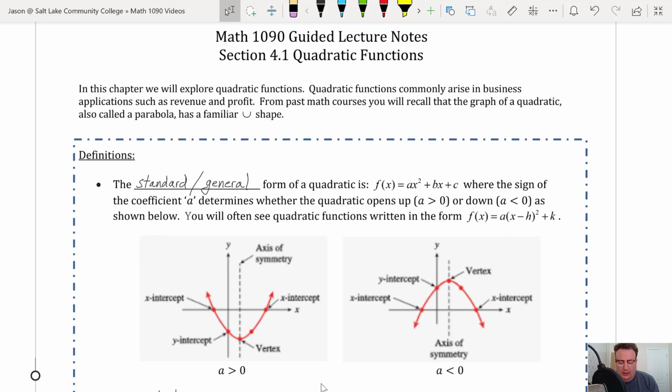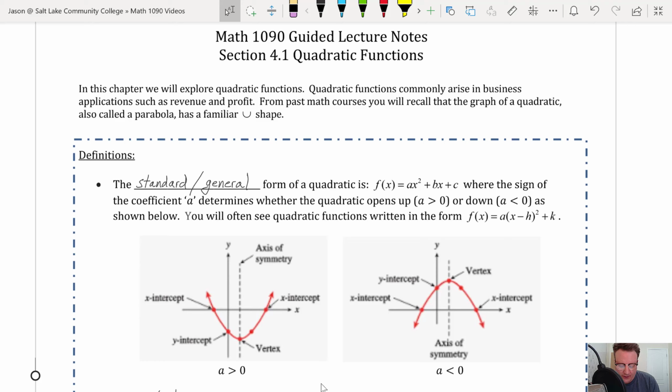In section 4.1 on quadratic functions, we're going to continue with that same theme of optimization. And what we're going to see is that functions that we often use in business, like revenue and profit, will often be a quadratic function. And there's a simple way to find the maximum or minimum of a quadratic function, and that's what we're going to cover today.